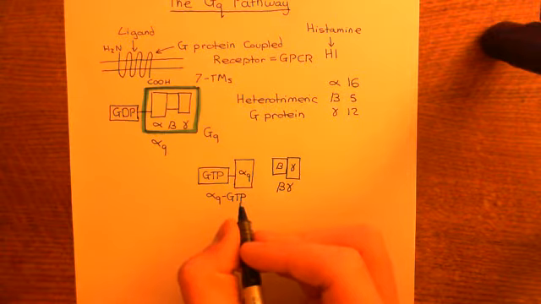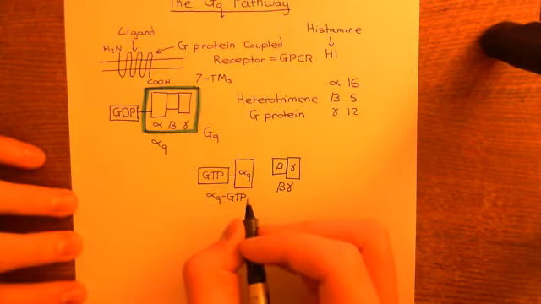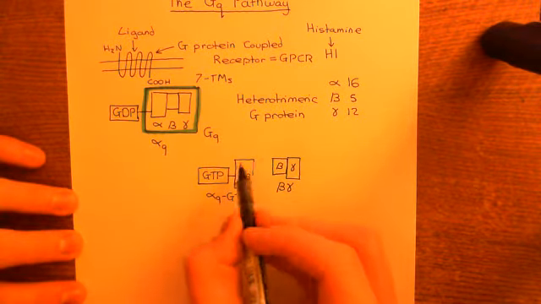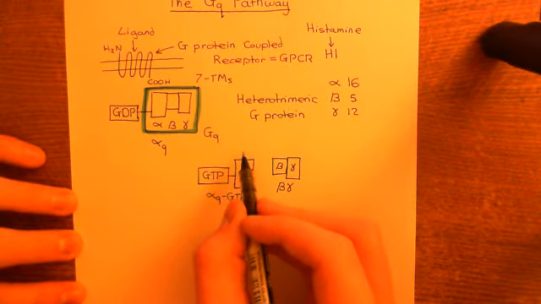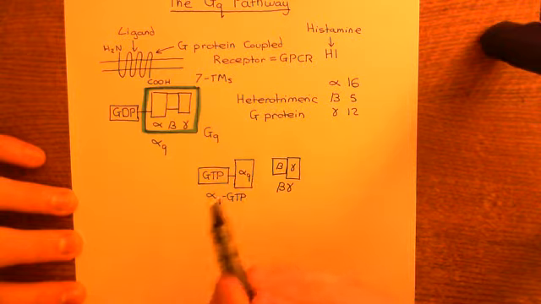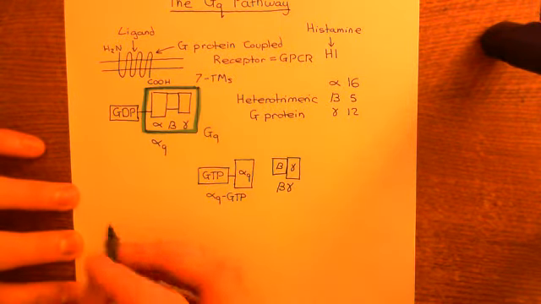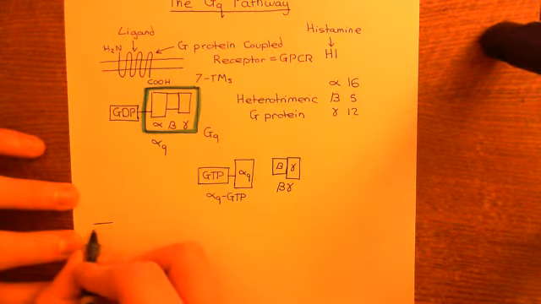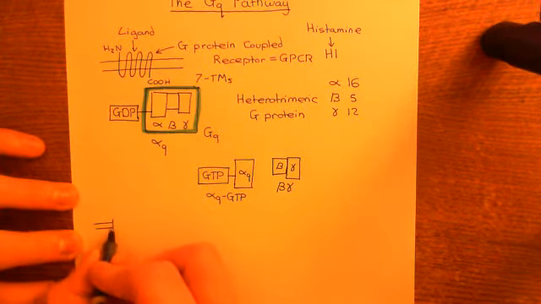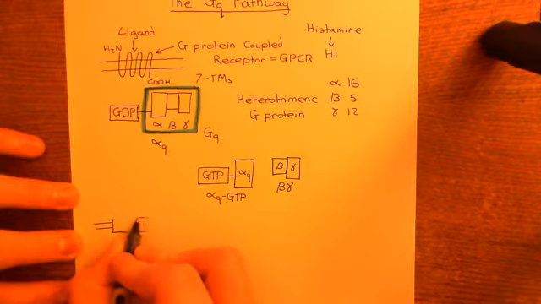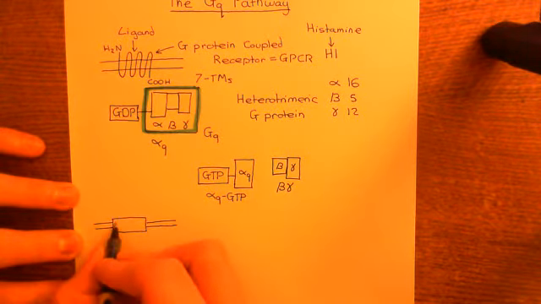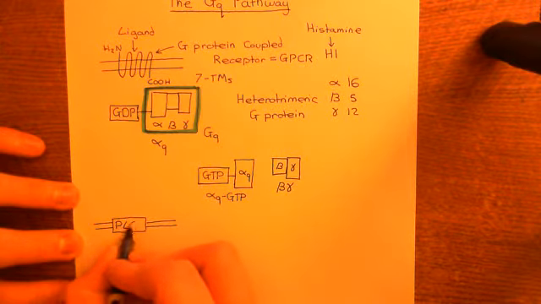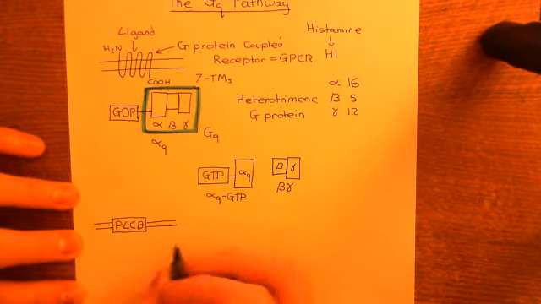This is going to go off and activate an enzyme within the membrane. It will remain attached to the membrane, it might well have some palmitoyl groups that keep it attached, and it will move off and activate an enzyme which is in the membrane. Let me show you this enzyme. There's an enzyme that sits in the phospholipid bilayer of cells, and this enzyme is known as phospholipase C-beta, and for short it's PLC-beta.